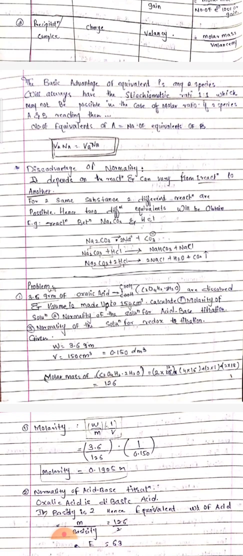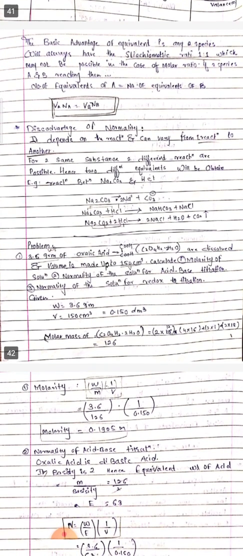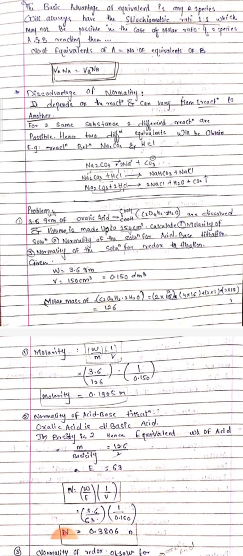Na2CO3 will dissociate as 2Na+ plus CO3 2-. Na2CO3 plus HCl will give sodium bicarbonate plus NaCl, whereas Na2CO3 with excess HCl will give you twice NaCl plus H2O plus CO2.